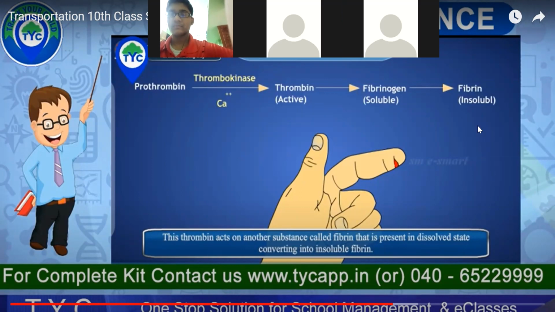Very good. So that is how the entire process takes place when clotting has to take place and the platelets have to get accumulated near the injury. Anybody else would like to give a try?